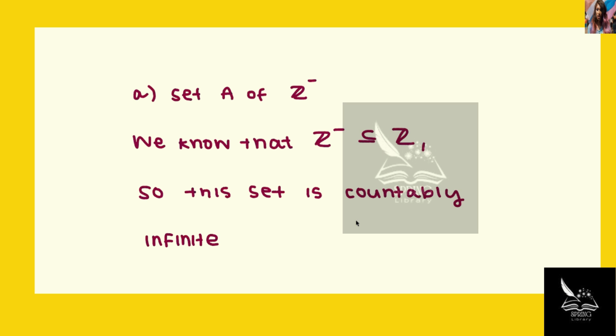or if they're uncountable. So for part A, we have the set of negative integers, which I noted as Z minus. So something that we should know is that any subset of Z, the integers, is countable. So we know that Z minus, the negative integers, is definitely a subset of the integers. So this set is countably infinite.